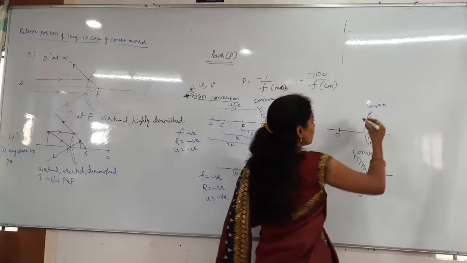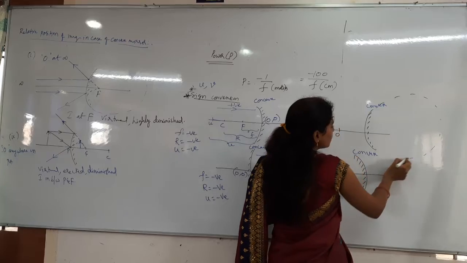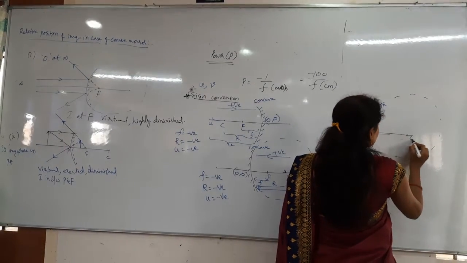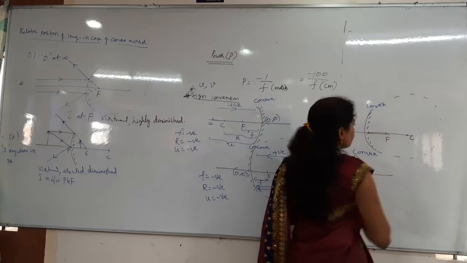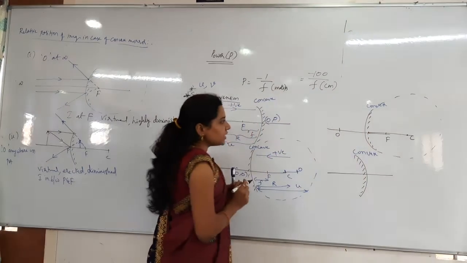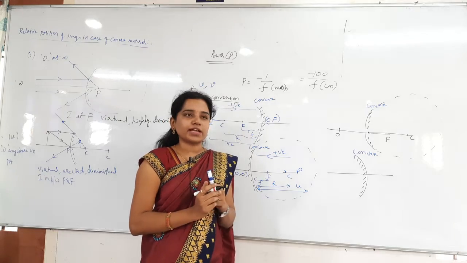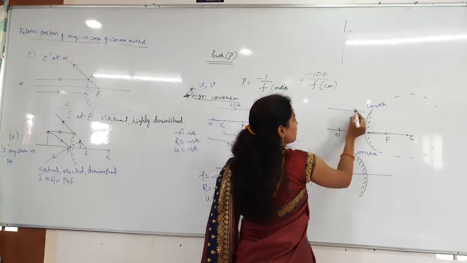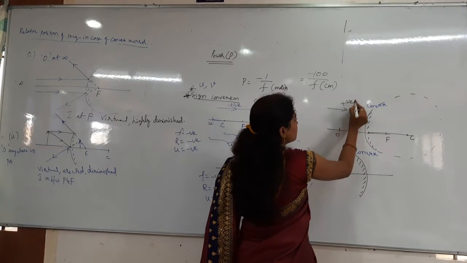Now where are my center and focus? Right side. Everything is on the right side only. So here the center is there, here the focus is there. Now in which direction are the rays coming? Left to right or right to left? Left to right. Why? Because this is a reflecting surface. Left to right, this is the positive side.